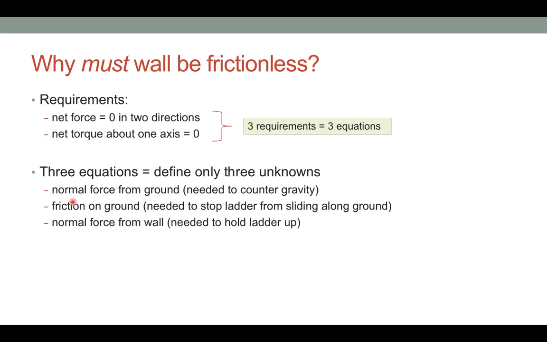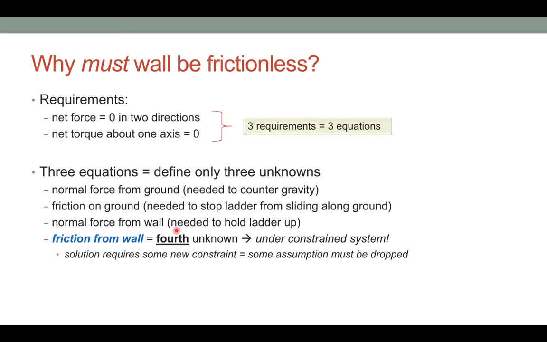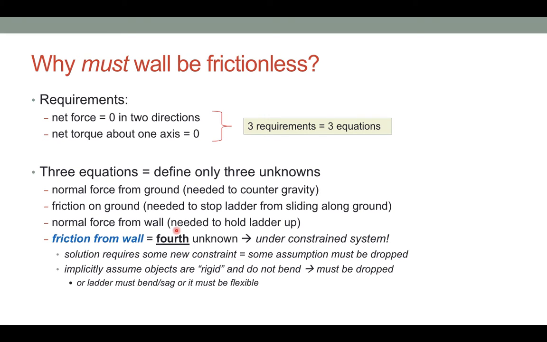The three unknowns are the normal force that the ground exerts up on the ladder. We need that to counterbalance gravity. We need friction on the ground to stop the ladder from sliding along the ground. And we also need the normal force in the wall to hold the ladder up. Those are the three forces that we need. Technically, we don't need any friction on the wall, so therefore we assumed that there were none. If we did put it in, we'd have three equations and four unknowns, and we wouldn't have a solution. We would need to have some new constraint in order to apply a fourth equation to figure out what the friction would be. And the key thing is we are assuming all of the objects are rigid and do not bend.